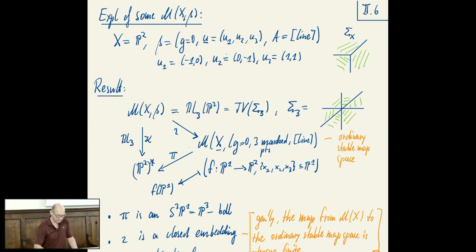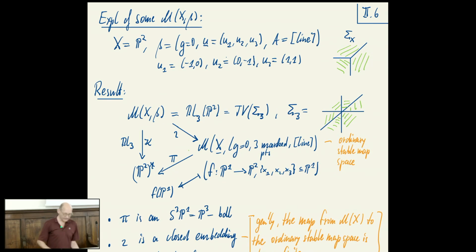Let me give one concrete example of a moduli space to see. Yeah, here's a question.